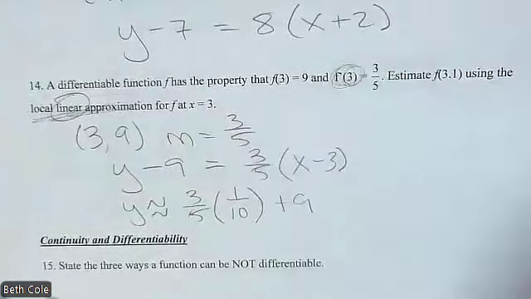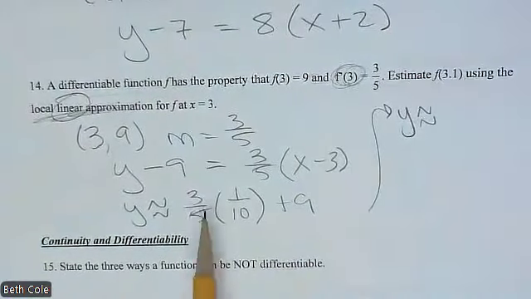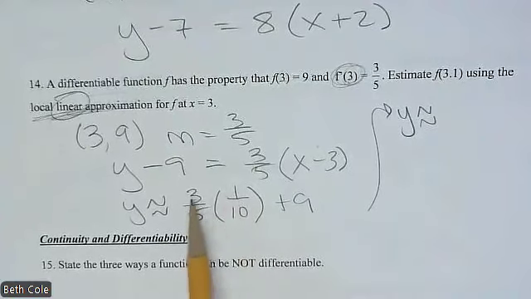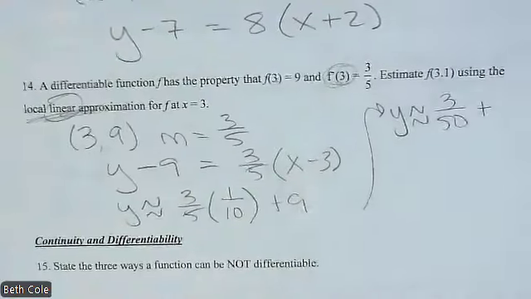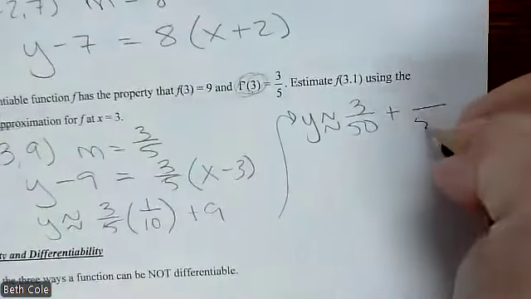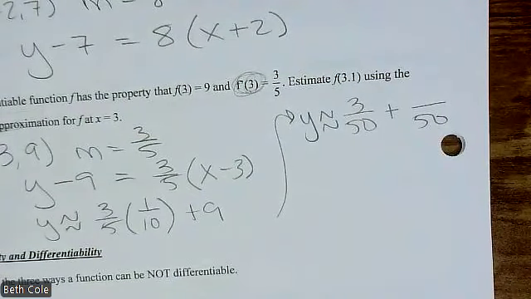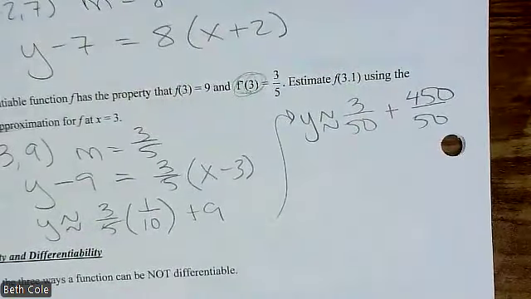Plus 9. All right, now we got to keep on going. Y is approximately. When you multiply fractions, you just multiply the top, multiply the bottom. So that would be 3/50 plus 9. Here's the $1 million question. How many 50ths is 9? How'd you get that? Because that is 100% correct. 9 times 50. What's that?